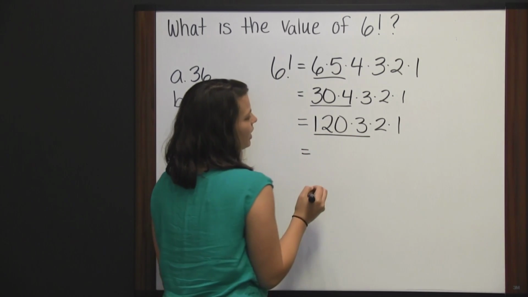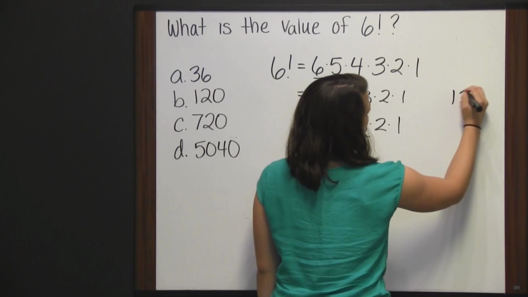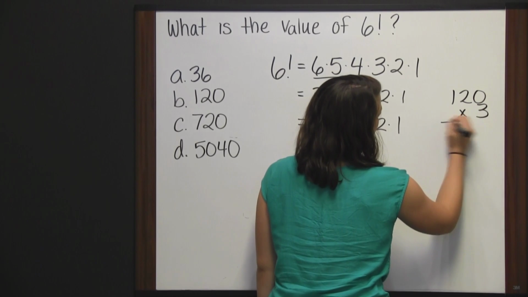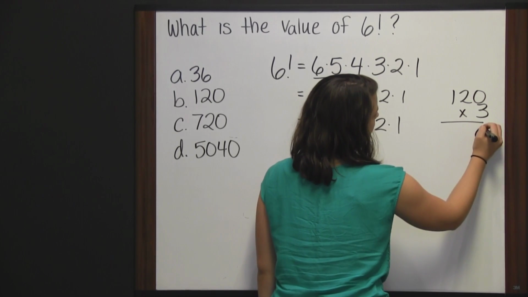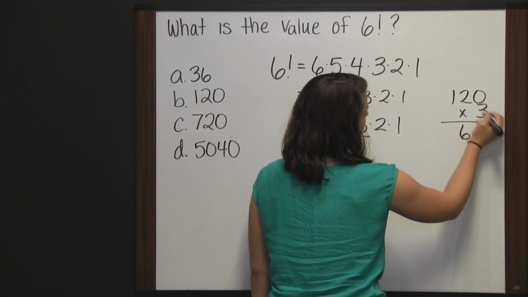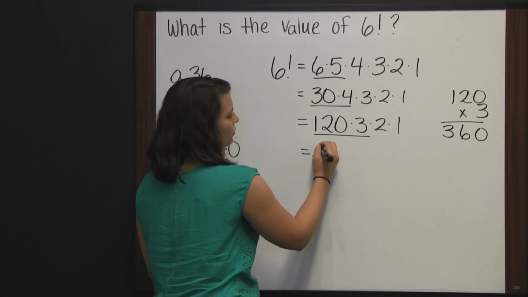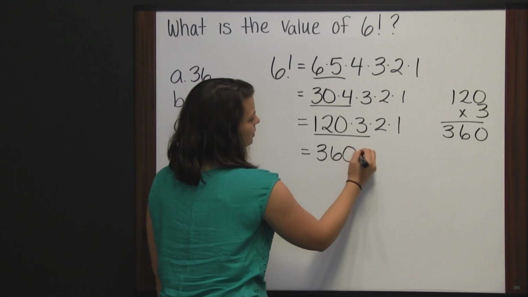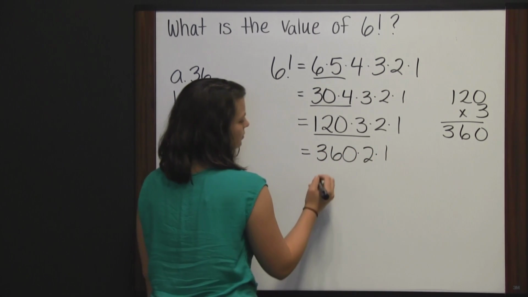Then 120 times 3. 3 times 0 is 0. 3 times 2 is 6. 3 times 1 is 3. So 360 times 2 times 1.